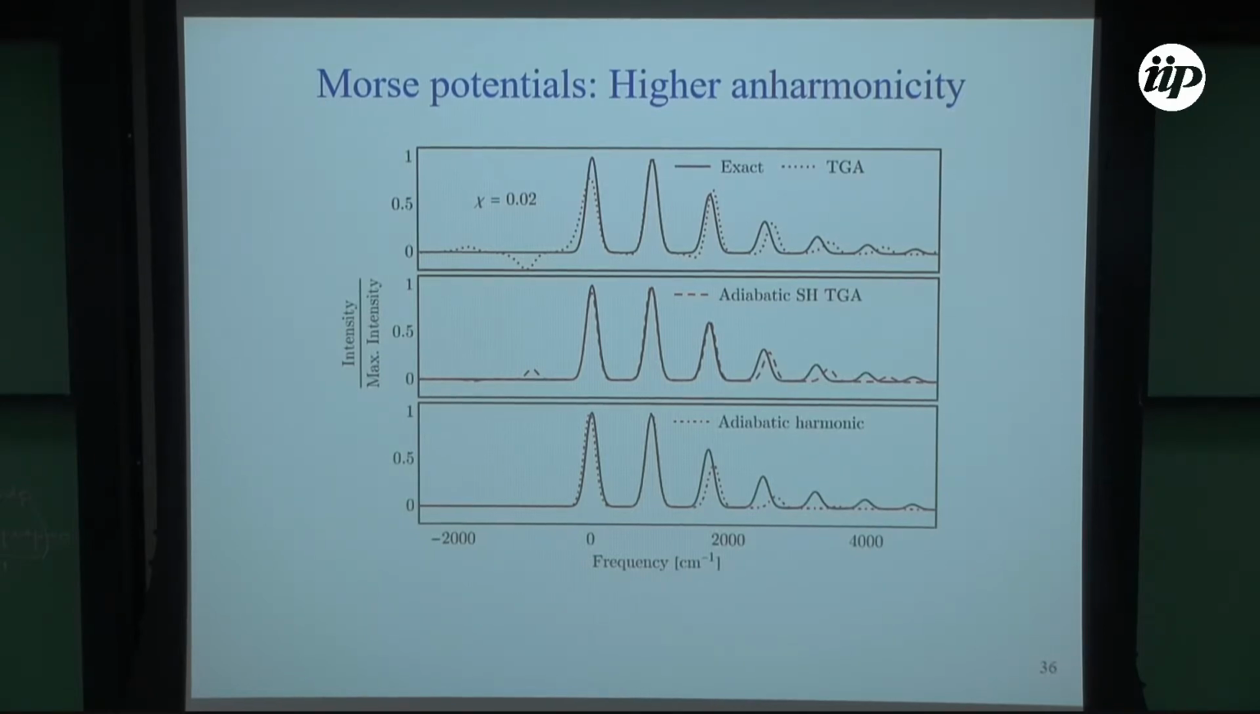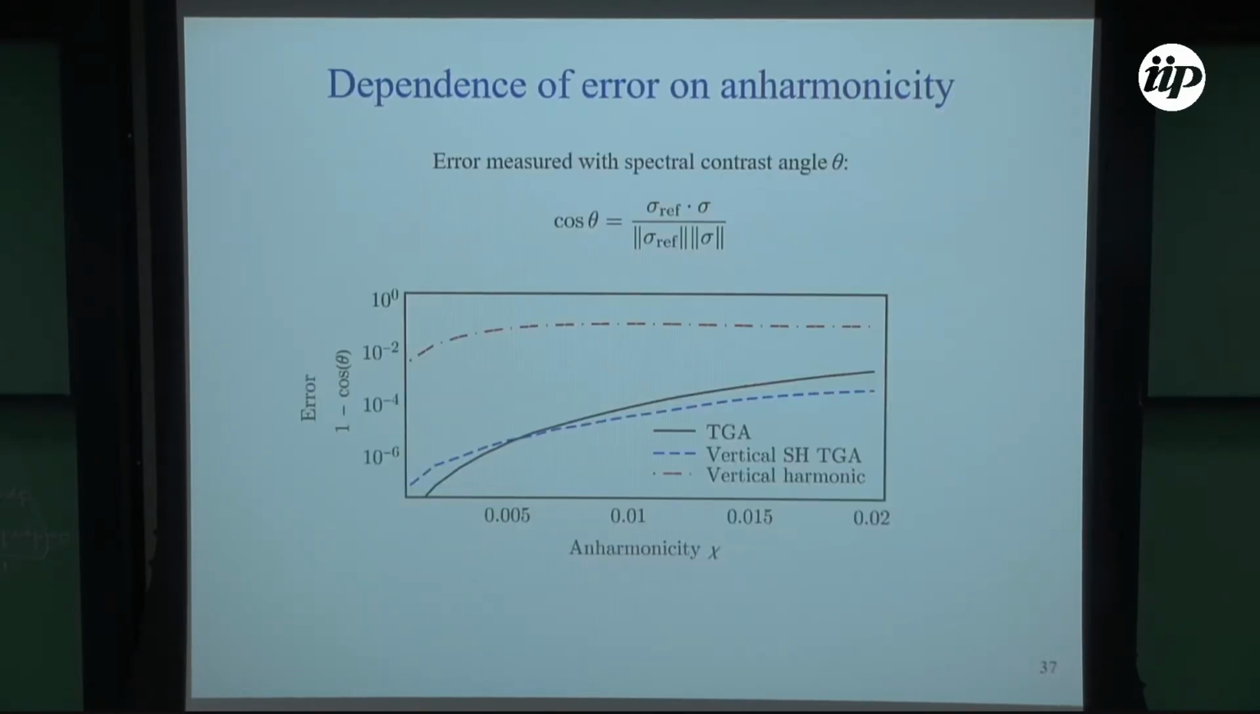And you can look at this more rigorously by looking at the error of the spectrum measured by this quantity. It's basically the scalar product with the exact spectrum.